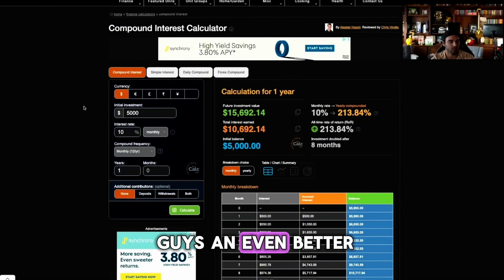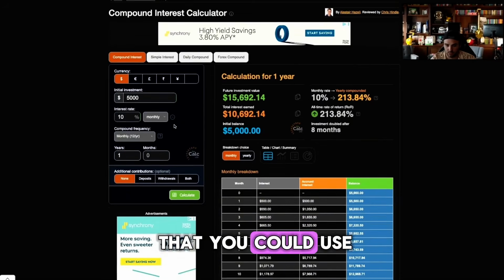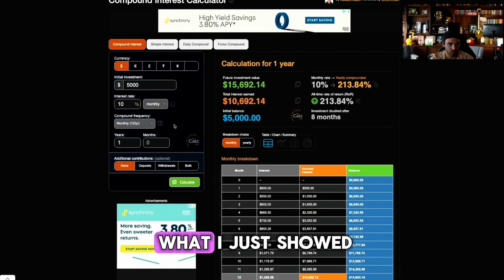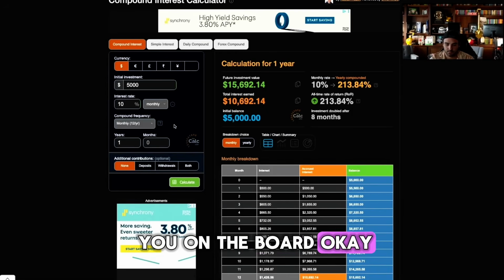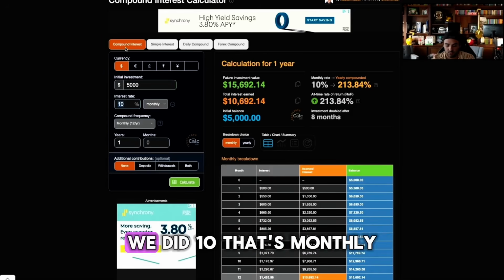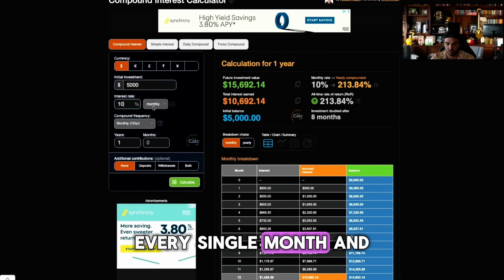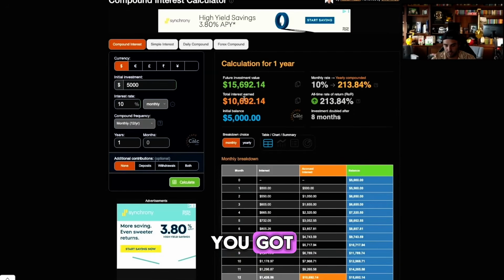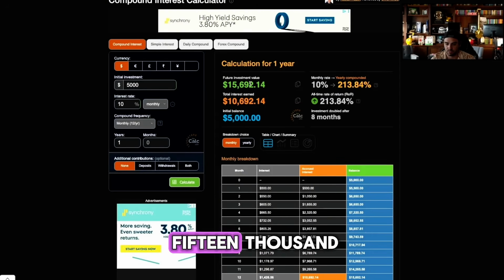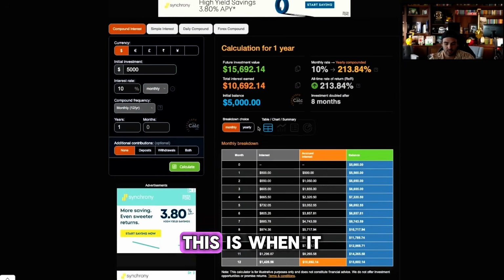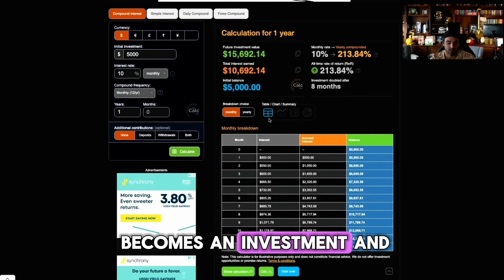Now, to show you an even better visual, this is a compound interest calculator. This shows you exactly what I just showed you on the board. You started out with 5,000, you compounded it at an interest rate, which would be your units. We did 10, that's monthly, every single month, over the course of a year. And when you calculate it, you turned your $5,000 bankroll into $15,692.14. You see, this is when it becomes an investment and you're not gambling.